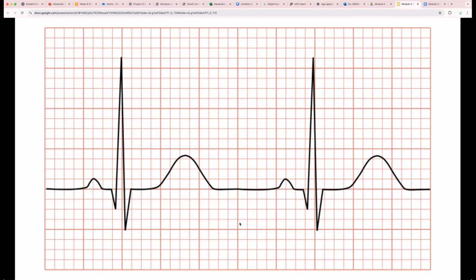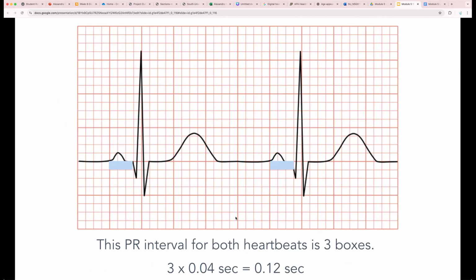We did this one in the beginning of class, so we're not going to stress so much about it, but this PR interval, how many boxes is it? You should do this super quick. 3 boxes. There you go. From the beginning of the P wave to the beginning of the QRS, you got it. And that means 3 times 0.04 is 0.12 seconds, so it's normal.